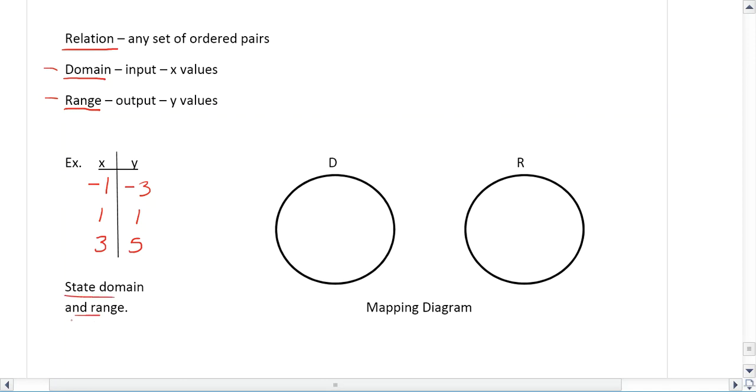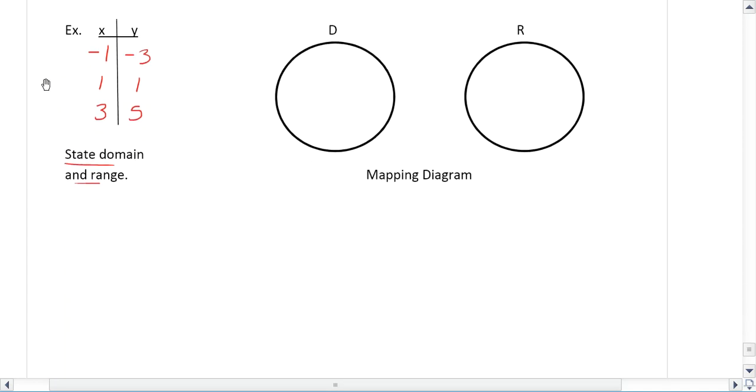Well, you would state that with set notation. So I could say D for domain is the set of all x, wow, beautiful bracket there, is the x's, -1, 1, and 3, and the range is the y values, -3, 1, and 5.